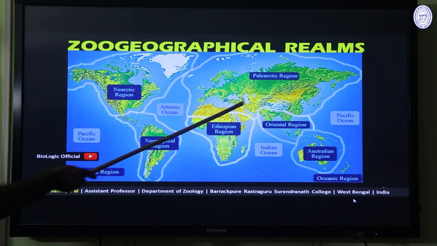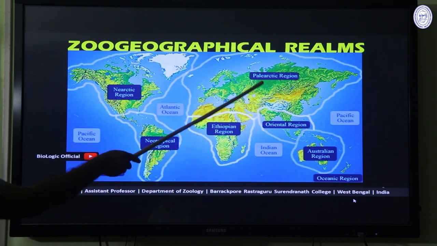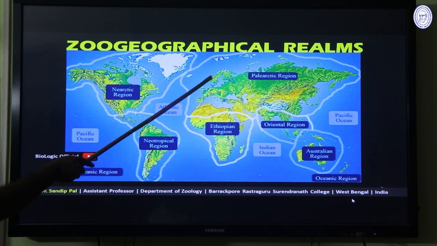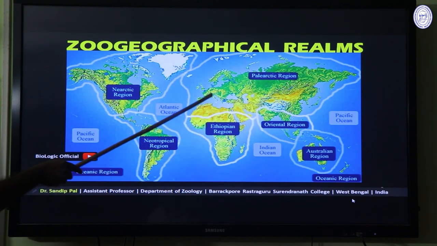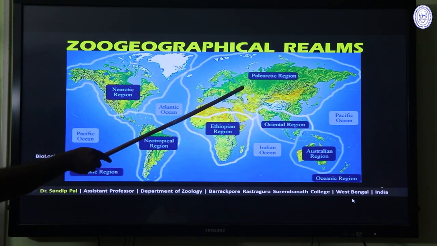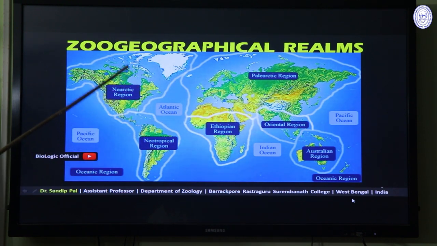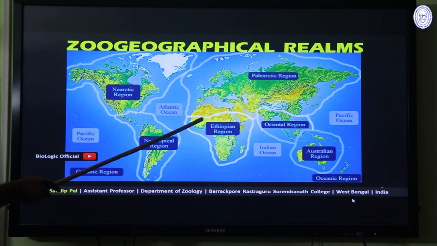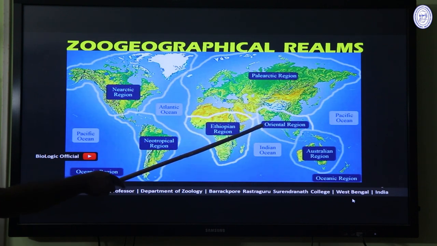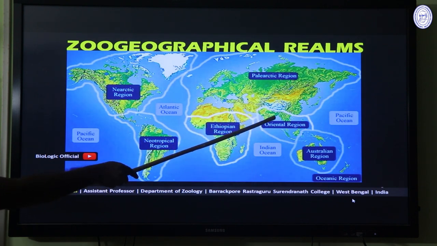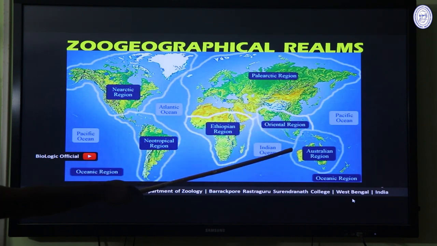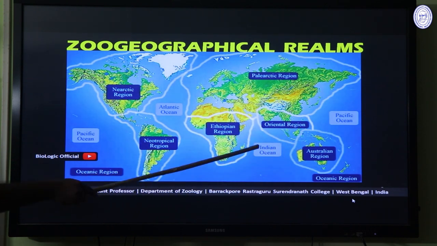You all know this region is Asia, this portion is Europe. So this full continent consists of Europe and Asia, that is Eurasia. This continent is North America, this one South America, this is African continent, this oriental realm consists of India, Indonesia, Malaysia, Northeast countries, and this is Australian realm consists of Australian continent, Tasmania, New Zealand.